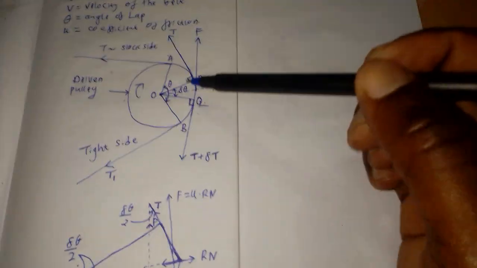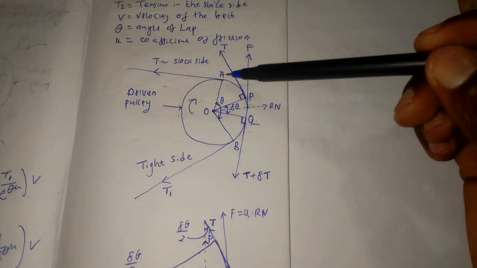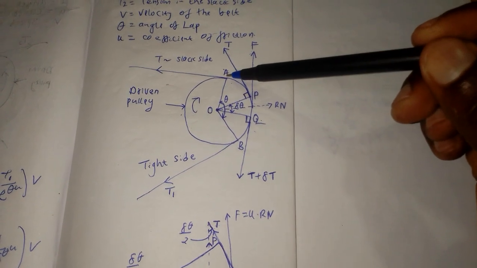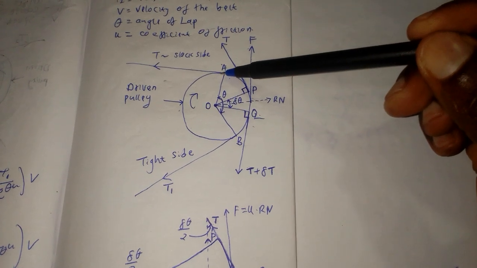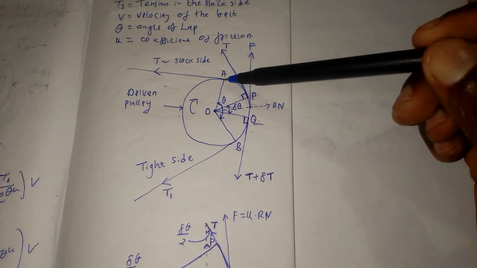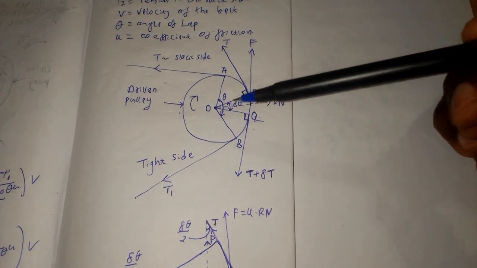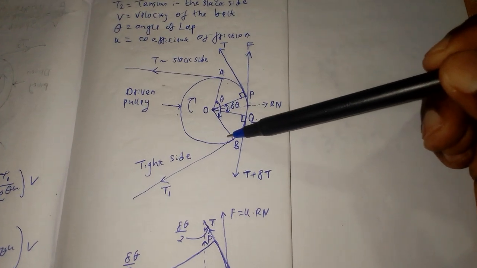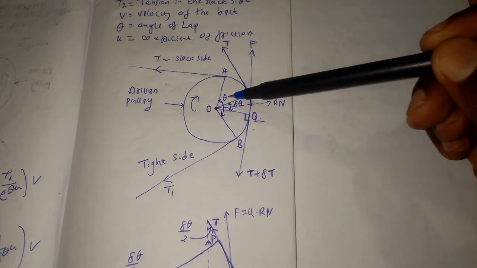Now we have an arc subtended by the belt at AB. That is the portion of the belt that is in contact with the pulley. That portion subtends an angle theta at the center of the pulley.